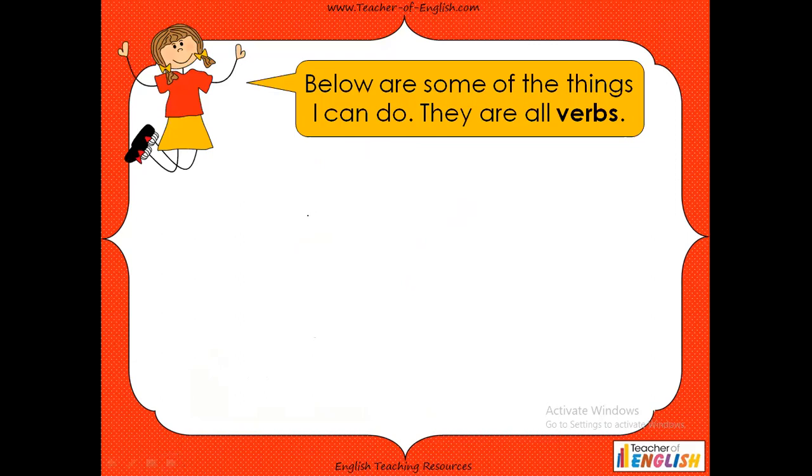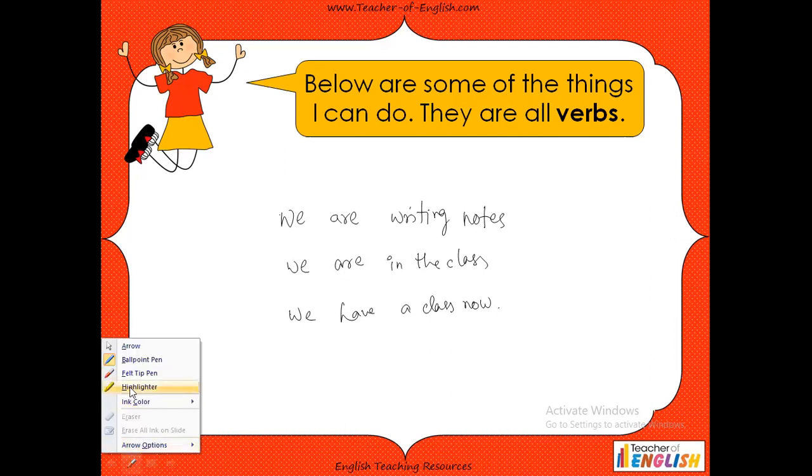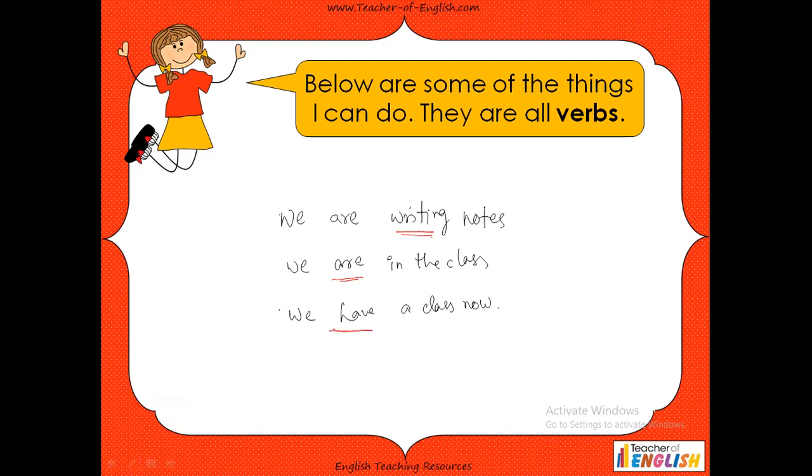But before moving on, I would also like to let you know a few sentences. Let us discuss something on this. I just want to write: we are writing notes. And I can also say, we are in the class. And we also say, we have a class now. If you look at these three statements, can all of you identify what the verb forms are in these? Okay, very good. Writing, are, yes, very nice, have.